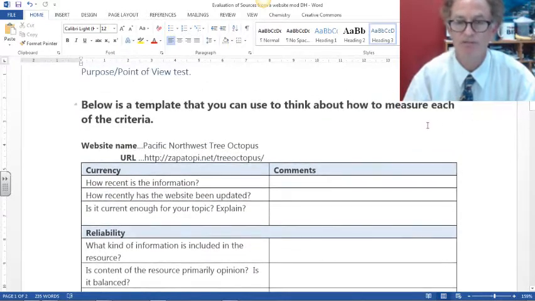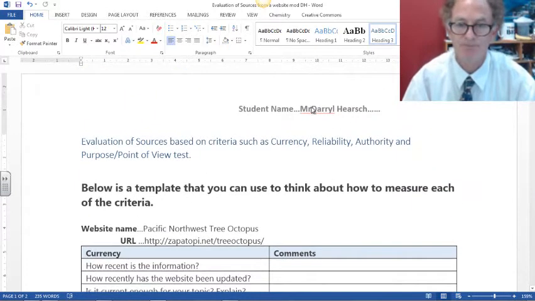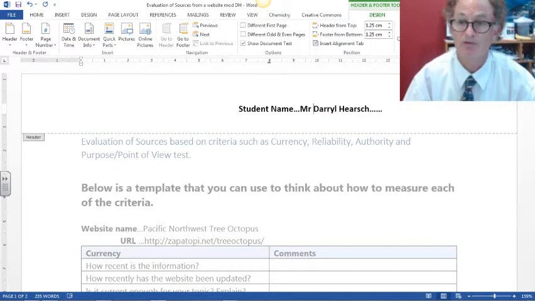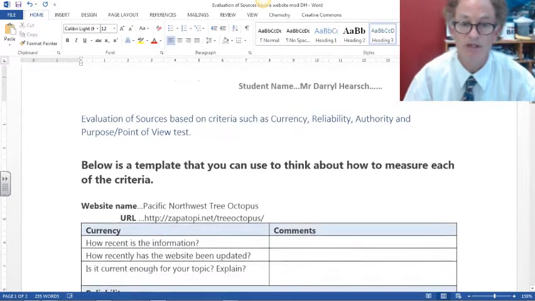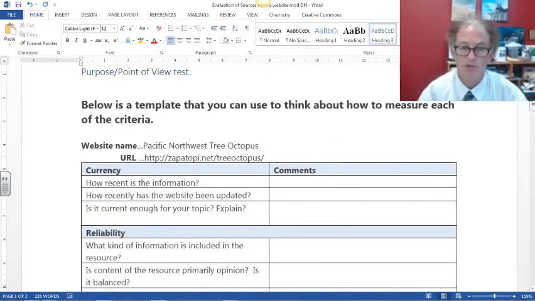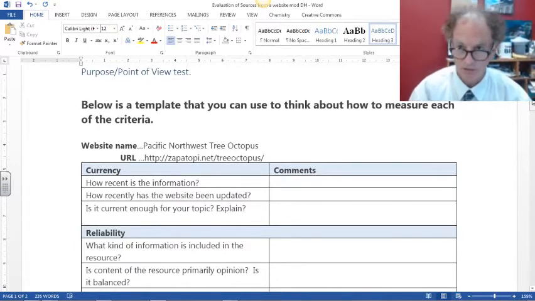You'll notice the first thing, before I go into the website, I've included in this template my name at the top here, and also we've included the website name and the URL, the address of that website, or what is called the Universal Resource Locator.